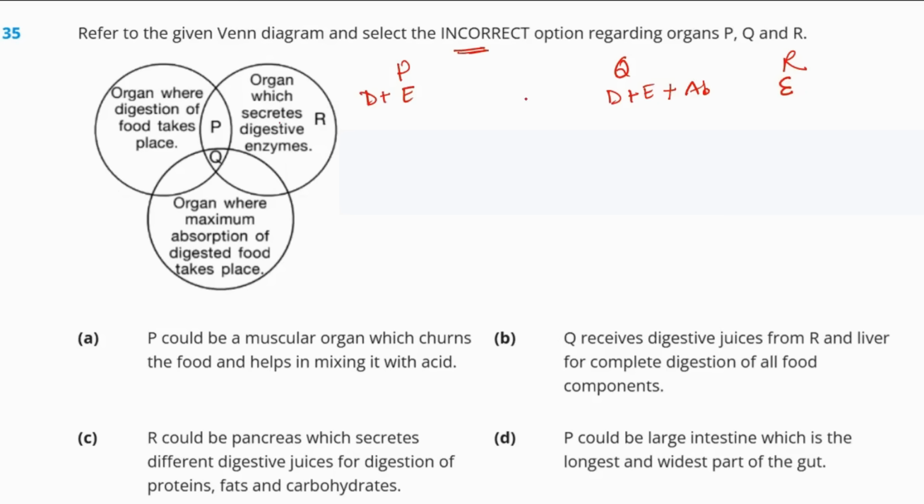Okay, so when I say digestion plus enzyme, it can be your mouth, right? Mouth, tongue, or stomach, right? When I say Q and absorption, it would be small intestine and R would be pancreas, right? And we need to find the incorrect option over here. Incorrect option would be D. P could be large intestine, which is the longest and the widest part of the gut. This is the incorrect option over here.